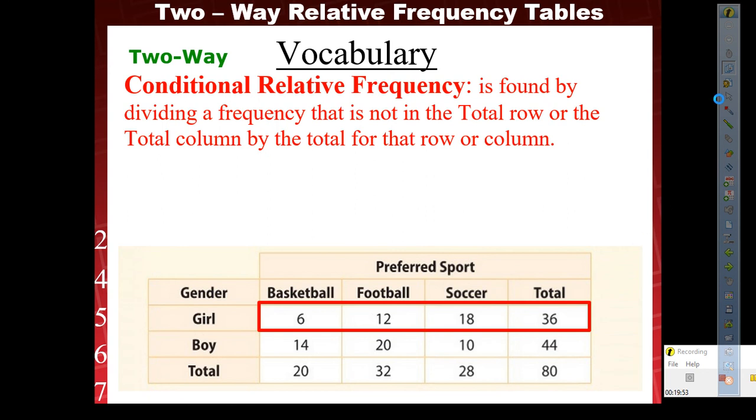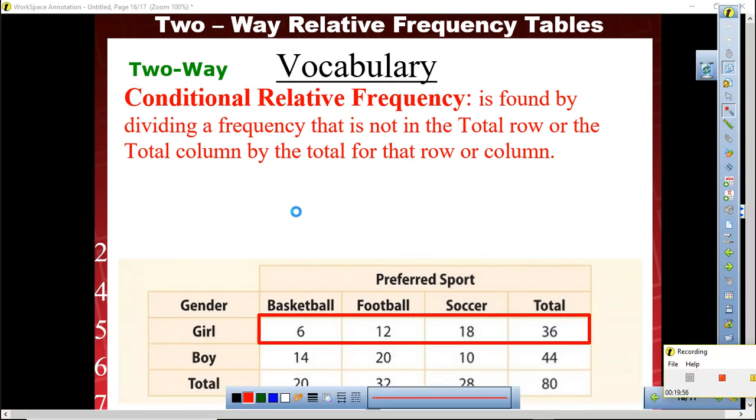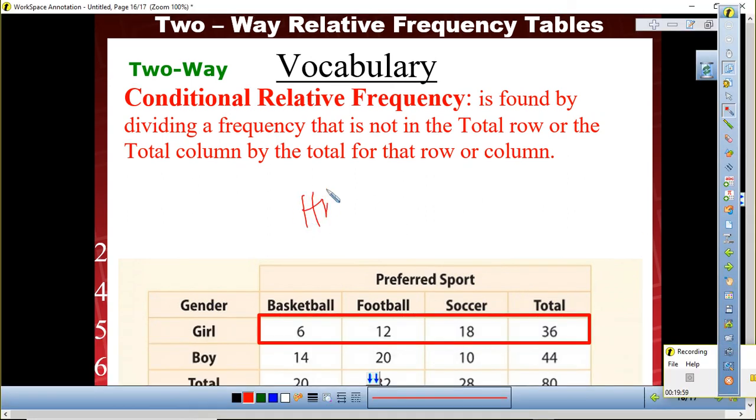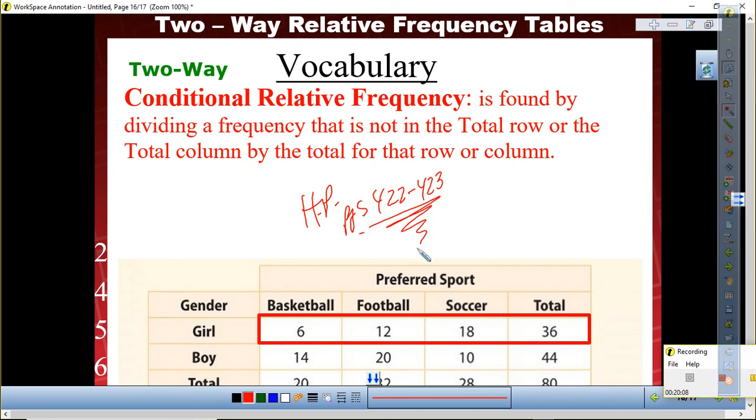All right. So for tonight our homework is only pages 422 and 423, Marco Jordan. And it's very simple compared to what we did today. All you have to do is compute all the marginals, joint, and conditionals.